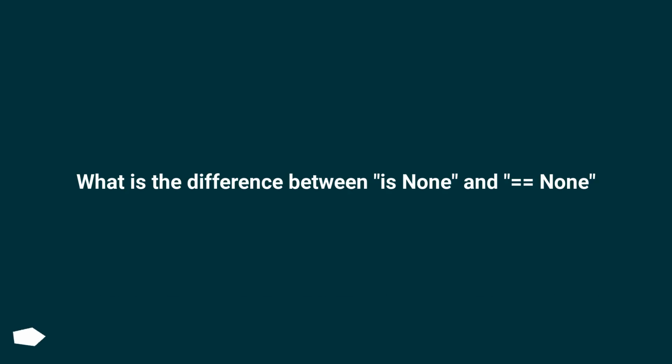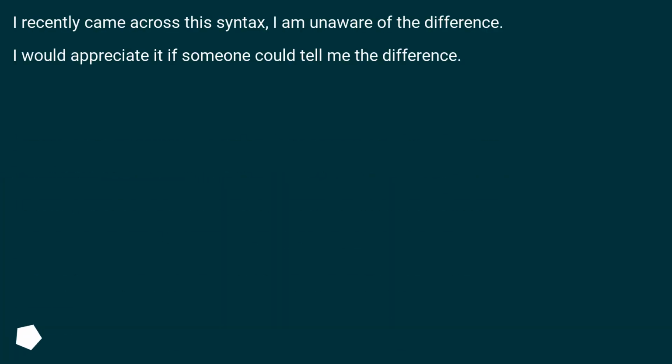What is the difference between "is None" and "== None"? I recently came across this syntax. I am unaware of the difference. I would appreciate it if someone could tell me the difference.